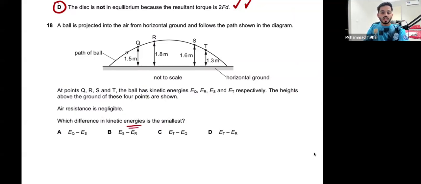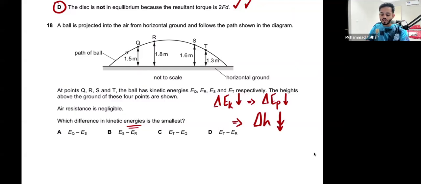Seeing the heights and kinetic energies means that I want my difference in kinetic energy to be the smallest. And we know that in projectile motion, there is a certain interchange of energy. Because I want my change in kinetic energy to be the smallest, then by conservation of energy, I also want the change in my potential energy to be the smallest as well. And for my change in potential energy to be the smallest, my change in height must also be the smallest.